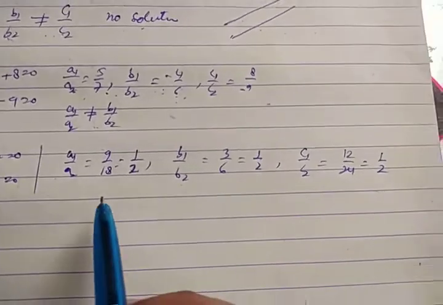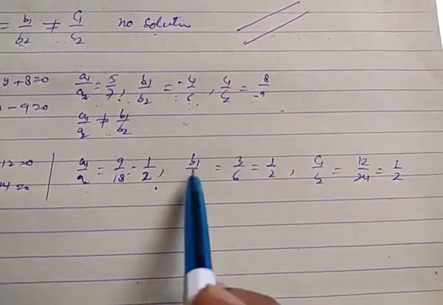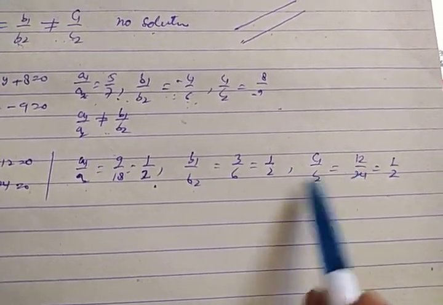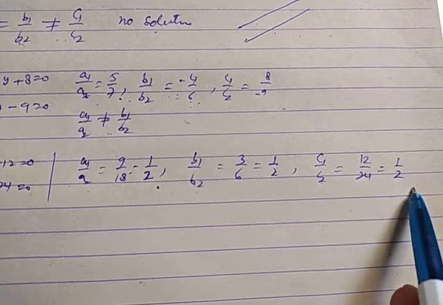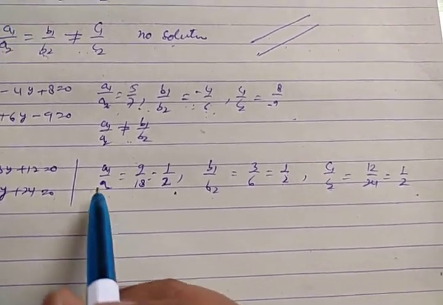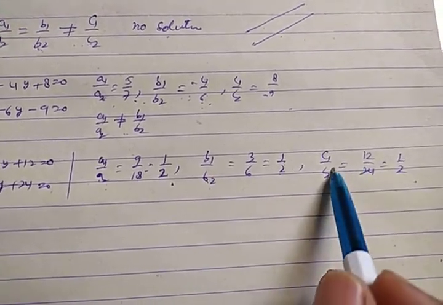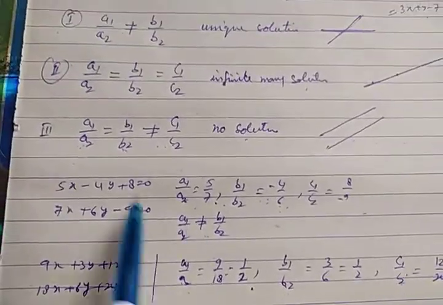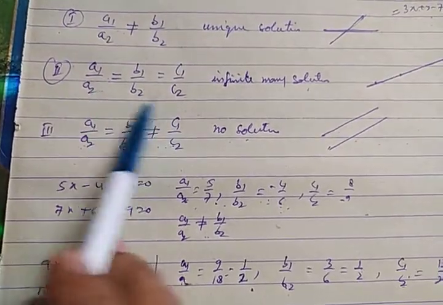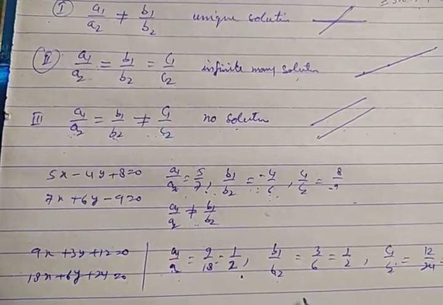Now in this case, a1/a2 is 1/2, b1/b2 is 1/2, and c1/c2 is also 1/2. It means all three expressions are equal: a1/a2 = b1/b2 = c1/c2. This matches the second condition. If this is following, you will write infinitely many solutions.